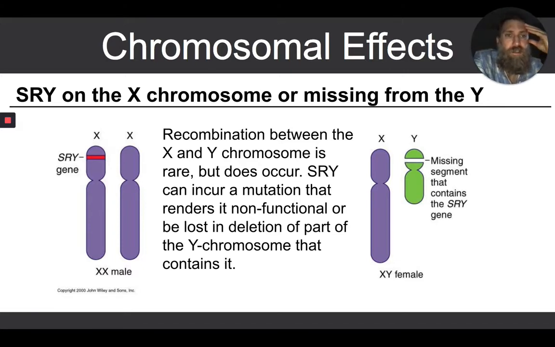Also, the SRY gene can mutate on the Y chromosome, and it can render it non-functional. And so it can be functionally lost. And so individuals that are XX but have the SRY gene may go their whole life with a genetic, anatomical, physiological, hormonal, male typical phenotype, but have a female chromosomal phenotype. And on the other side of the coin, you could have an individual that has a male chromosomal phenotype, but everything else is maybe female typical phenotype because of this SRY gene swapping.